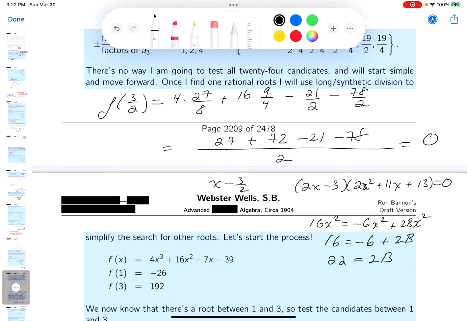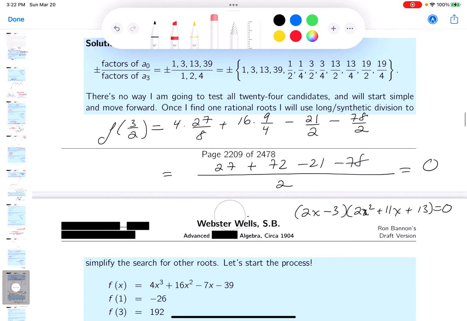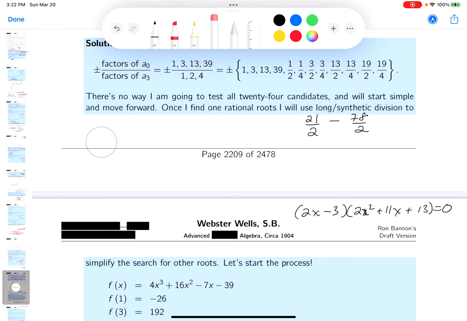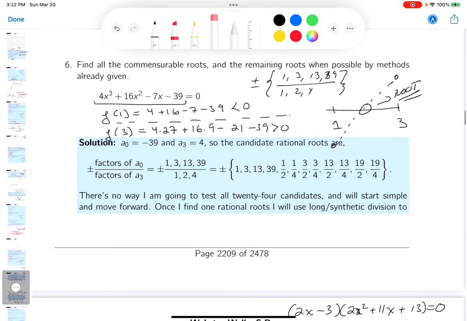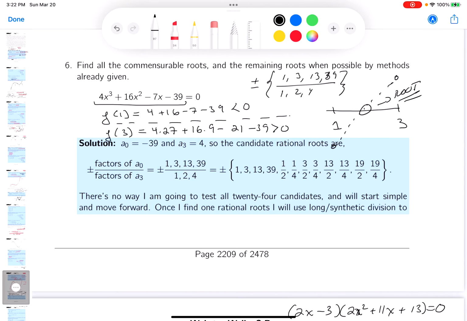And someone says, what do you mean you're going to check that? Are you going to multiply everything together? Not really. All right, let me erase this over here. And I just noticed that 2 of the candidate roots are missing here, by the way. It looks like 39 halves and 39 quarters is missing from the list.